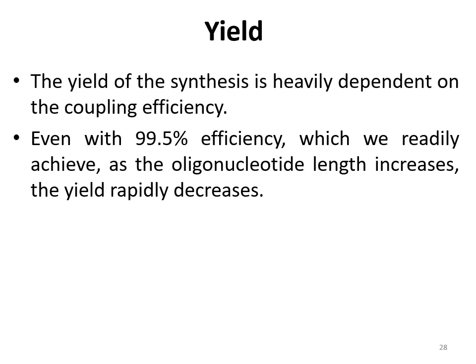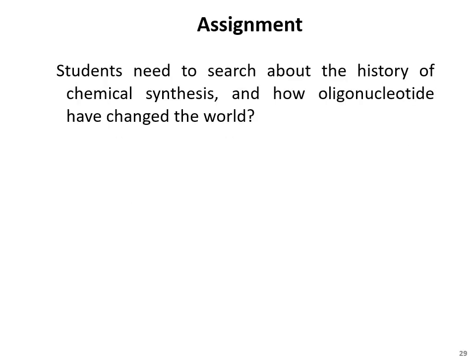Yield. The yield of the synthesis is heavily dependent on the coupling efficiency. Even with 99.5% efficiency, which we readily achieve, as the oligonucleotide length increases, the yield rapidly decreases. So with the increase in the length of the oligonucleotide, the yield is also lowered. This is all about oligonucleotide synthesis.